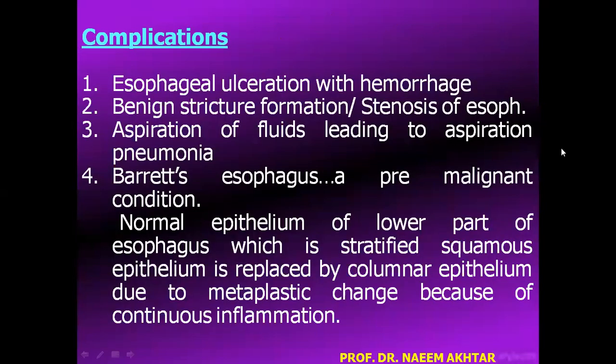Complications of reflux esophagitis. Number one, esophageal ulceration with hemorrhage. Number two, benign stricture formation or stenosis of the esophagus. Third, aspiration of fluids leading to aspiration pneumonia. And fourth, Barrett's esophagus, which is a pre-malignant condition. Normal epithelium of the lower part of the esophagus, which is stratified squamous epithelium, is replaced by columnar epithelium due to metaplastic change because of continuous inflammation in Barrett's esophagus.